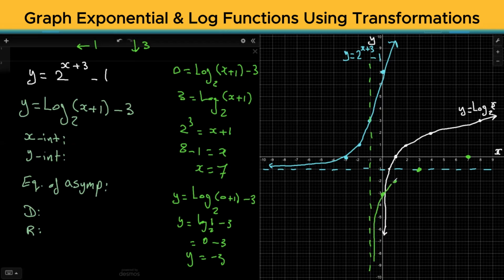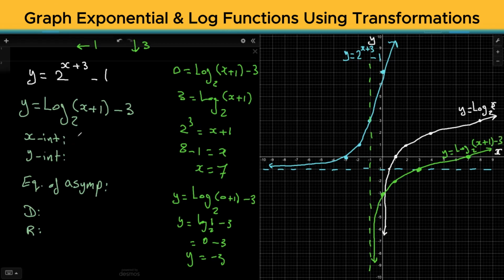Wow, I'm very impressed with myself today. I could make a straight line through this pen here, which is very shaky, and it looks nice and smooth. And therefore, this is the equation of y equals log base 2 of x plus 1, minus 3.